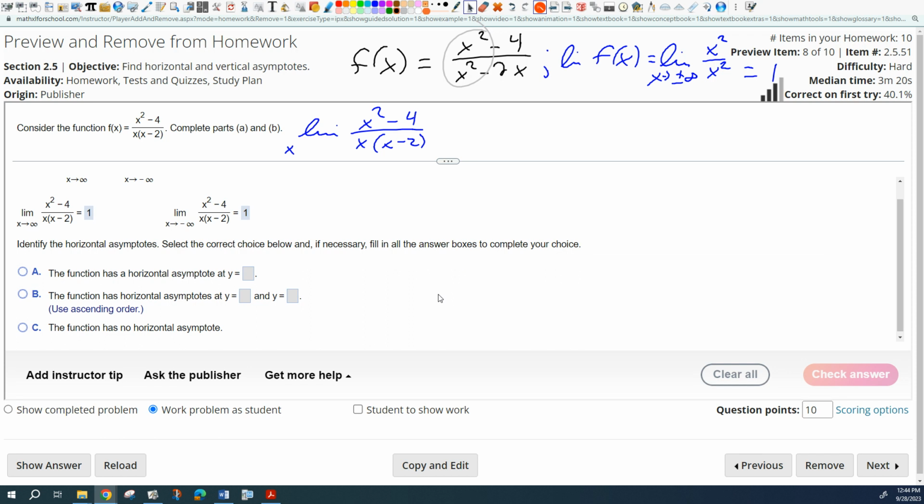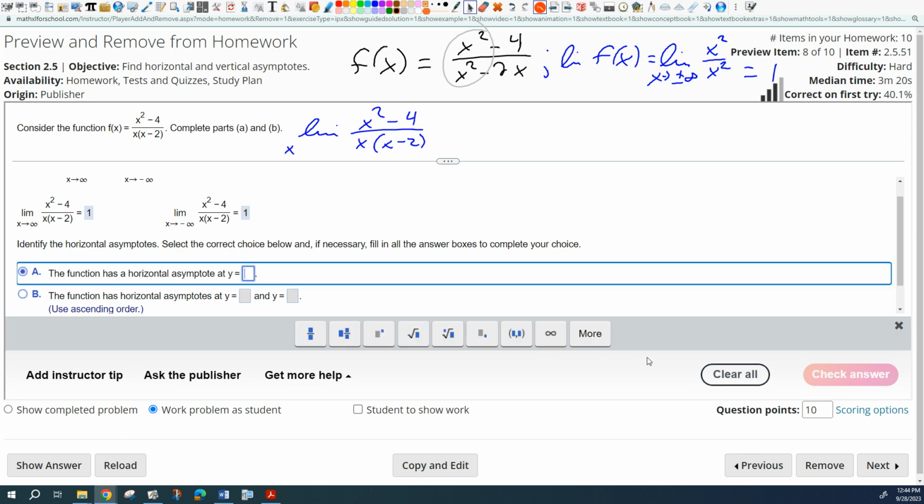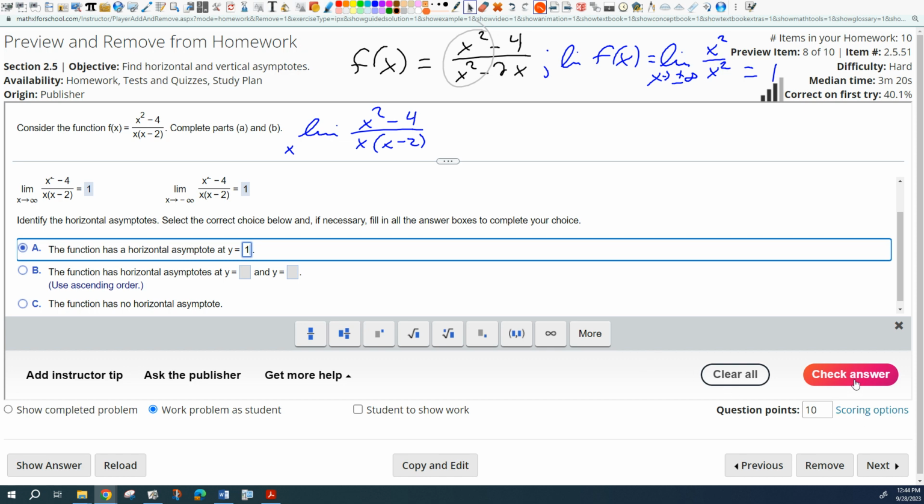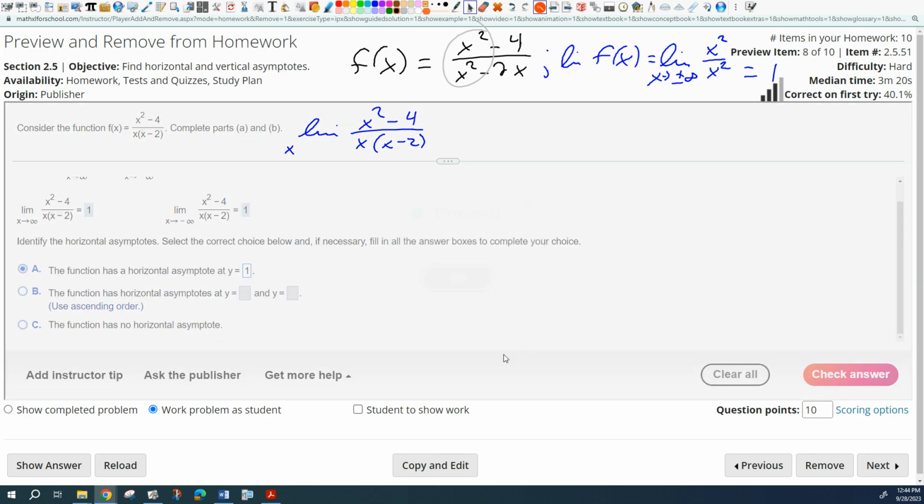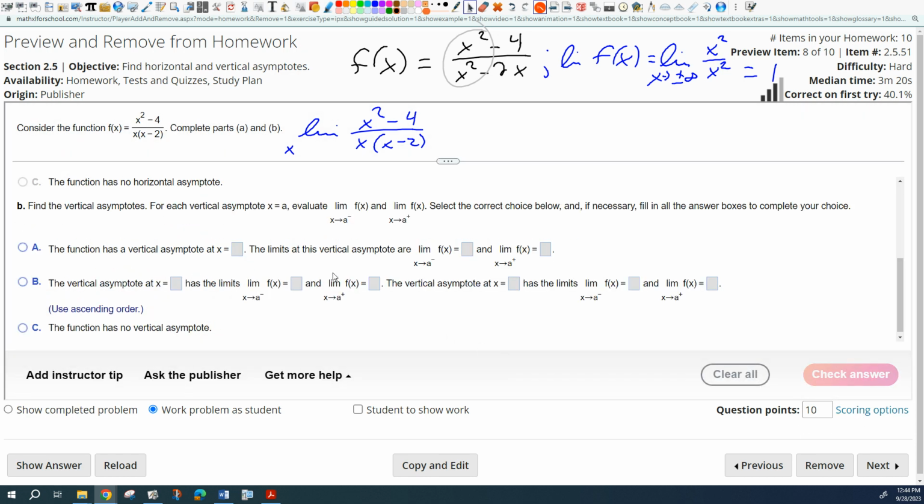Well, so what are the horizontal asymptotes? So it's only got one horizontal asymptote, so it goes there. Okay, vertical asymptotes. Where are they going to be? Or how many are we going to have?